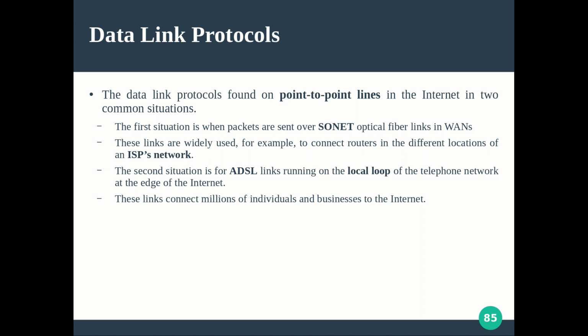The data link layer protocols found on point-to-point lines in the internet mainly come in two common situations. Point-to-point lines, in the sense that other than this we have the broadcast link, where many devices are connected to a common shared media, and broadcasting is the way by which you can communicate. But when it comes to point-to-point lines, you don't have to worry in that way, because here we are looking at hop-to-hop communication, where the devices are connected at the two ends of the media. That is why we have the name point-to-point lines.